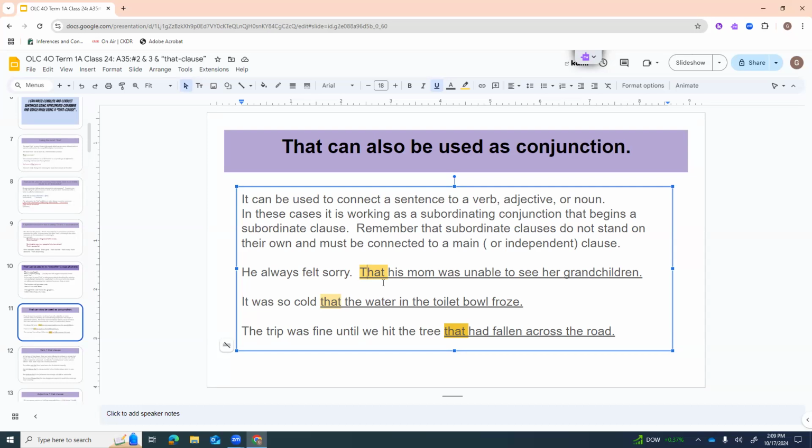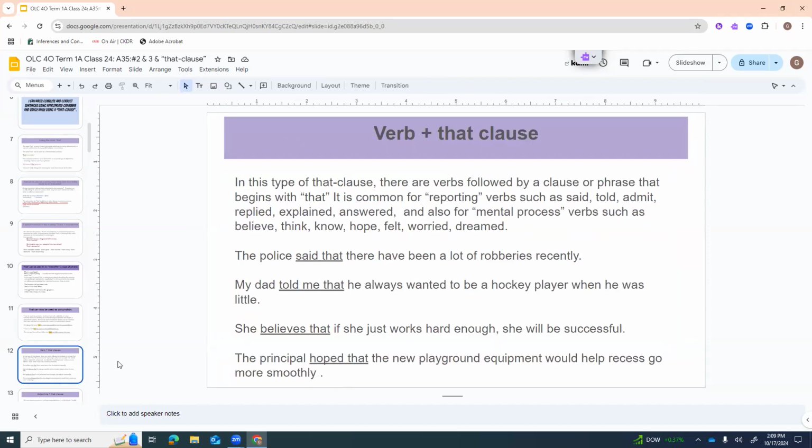Some people have gotten so used to seeing "that" at the beginning that they're automatically cutting their sentence in half. And what's happening is this part is all right, it's independent. But this part, "that his mom was unable to see her grandchildren," is an incomplete clause now, right? It doesn't make any sense because it needs to be connected to the rest of the sentence. So be mindful when you are using the word "that." If it's working to connect two halves of a sentence, don't put a capital on it because it won't make any sense. It has to be linking things. If it's linking things, it can't be the beginning of a new sentence, okay?